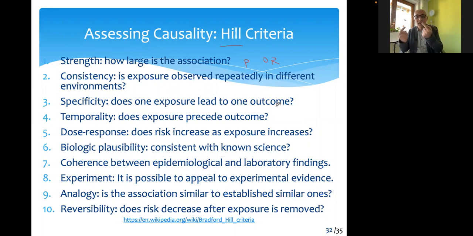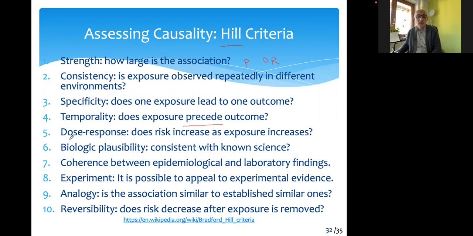Then specificity. Does one exposure lead to one outcome? Because if it has a direct relationship, then by taking this product, you should always have this outcome, and it should cause nothing else. Okay, and temporality. Does exposure precede outcome? Of course, exposure precedes outcome. If somebody got lung cancer and then he started smoking, you cannot accuse tobacco for lung cancer because he started smoking after he got lung cancer. So the cause should, of course, this is very logical, precede the outcome.